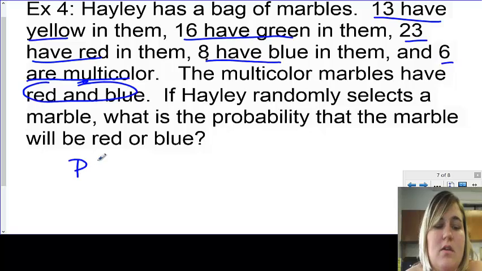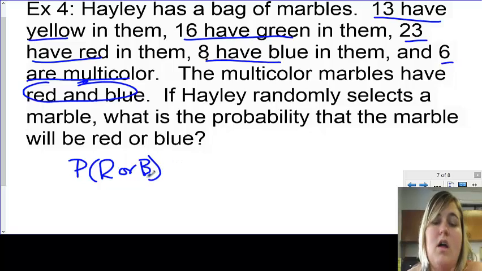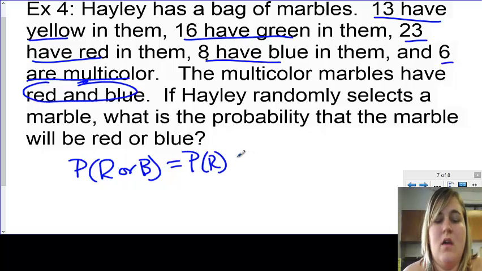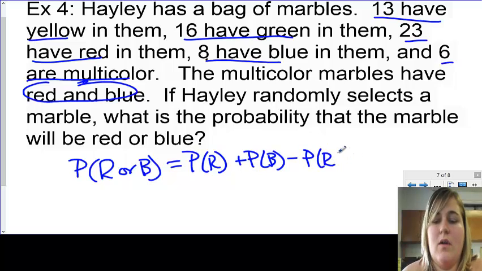So, I want to know the probability of her getting a red or a blue. Well, this is going to be mutually inclusive because I can get both at the same time because of the red and blue multicolored marbles. So what I'm going to do is find the probability of getting a marble with red. So I'm going to finish out my equation. Probability of getting a red plus the probability of getting a blue minus the probability of getting a red and blue.